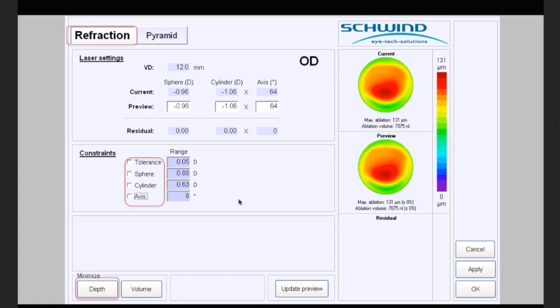So we're unclicking those constraints and saying to the laser, go ahead, do what you like with the sphere and the cylinder. We don't mind. We just want to correct the coma, the spherical aberration, everything else. So we click on minimize depth at this point.